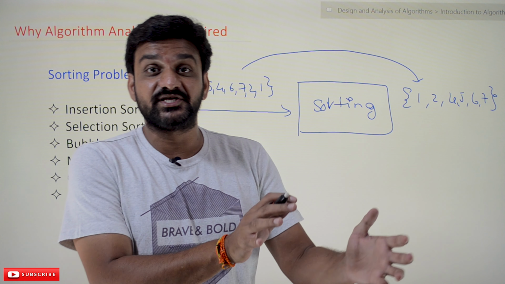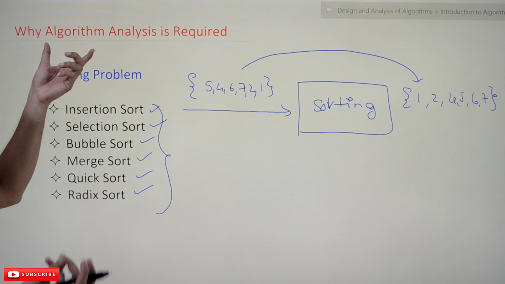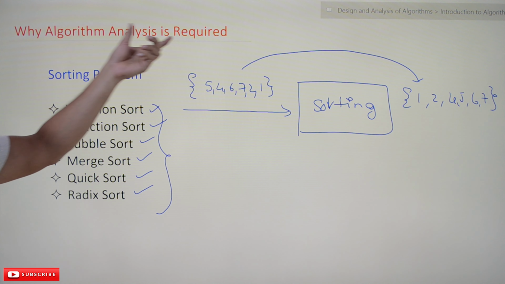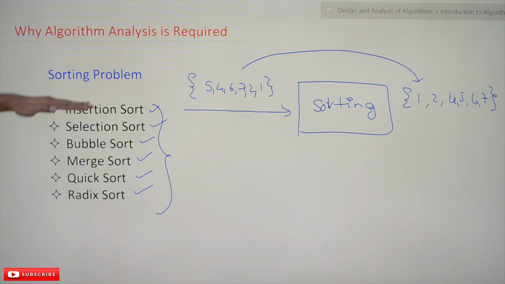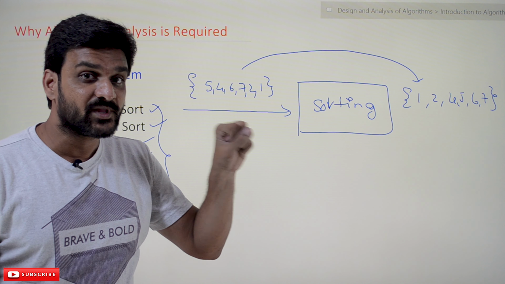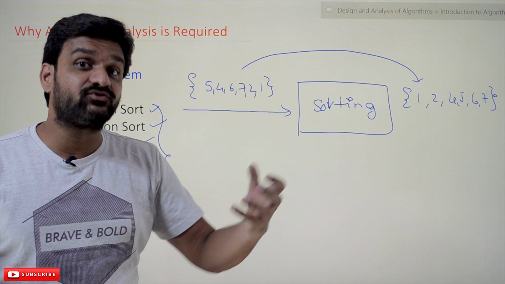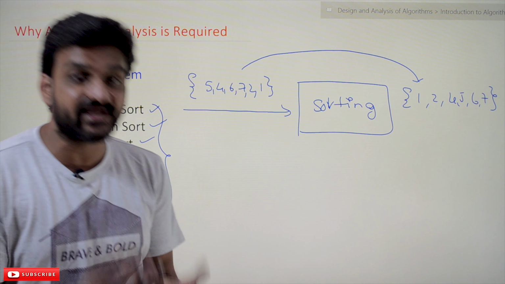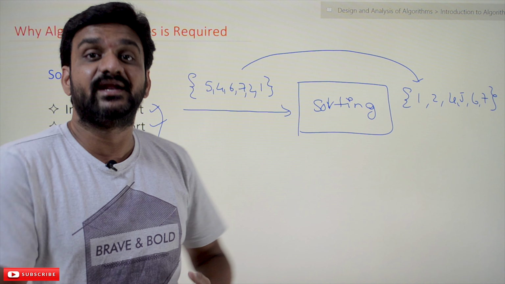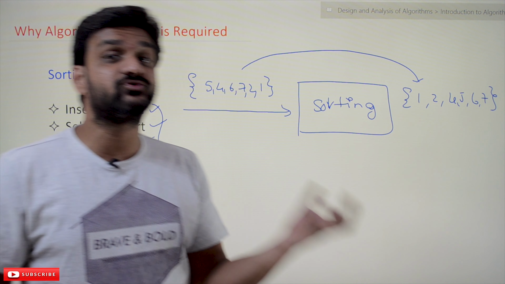So another question is, hope you got the answer for this, why is algorithm analysis required? We are going to analyze these algorithms and choose the best one. That is the reason why we have to analyze an algorithm. Whenever we write an algorithm, after that we have to analyze it. On what factors are we going to choose an algorithm?